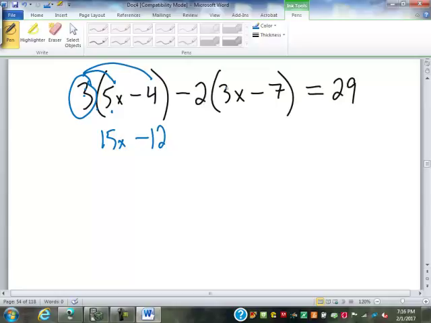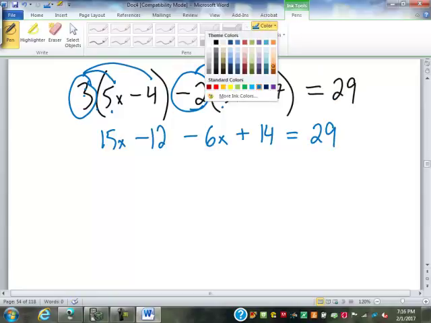Now this next parentheses, I got a little trap here. Nothing to do inside the parentheses. So what is it being multiplied by? Yeah, it's not 2, it is negative 2. Good. So negative 2 times 3x? Negative 6x. Negative 2 times negative 7? Positive 14. So I have to put in the plus in front of it.